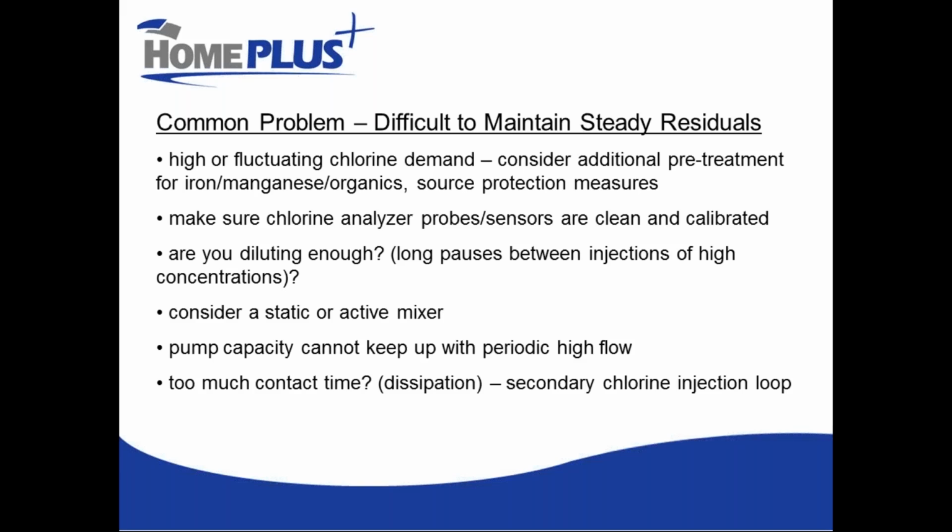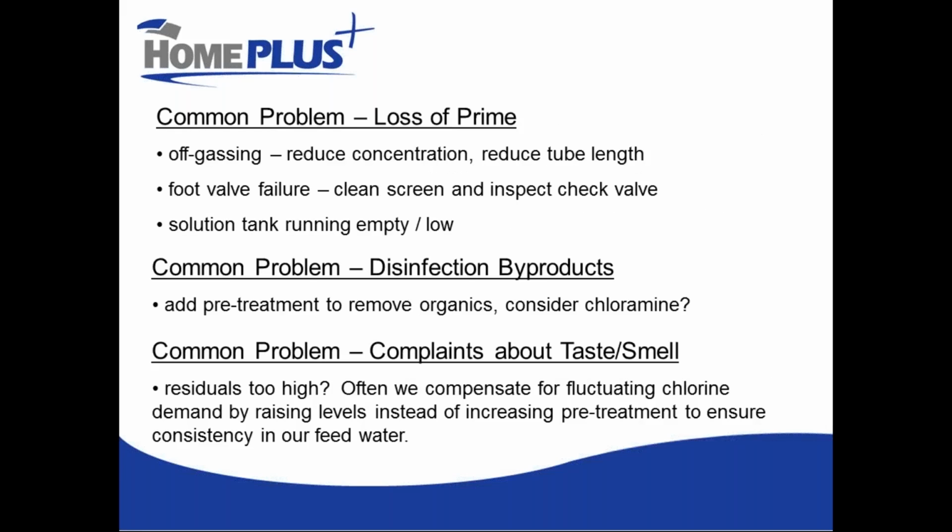We could also be having a problem with dissipation if we have big fluctuations in water demand off our system as well. So if we have maybe high demand on the weekends, but low demand during the week, we might be getting dissipation during the week, and then everything might be fine on the weekends. And we could fix a problem like that by, again, having a secondary injection on a loop going into our reservoir that just tops up the chlorine as necessary. So that's a very, very common problem that we deal with.